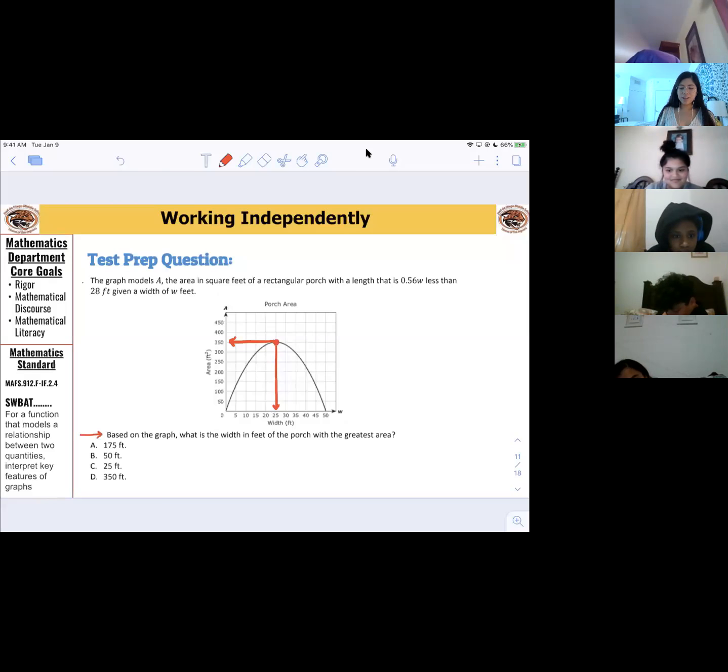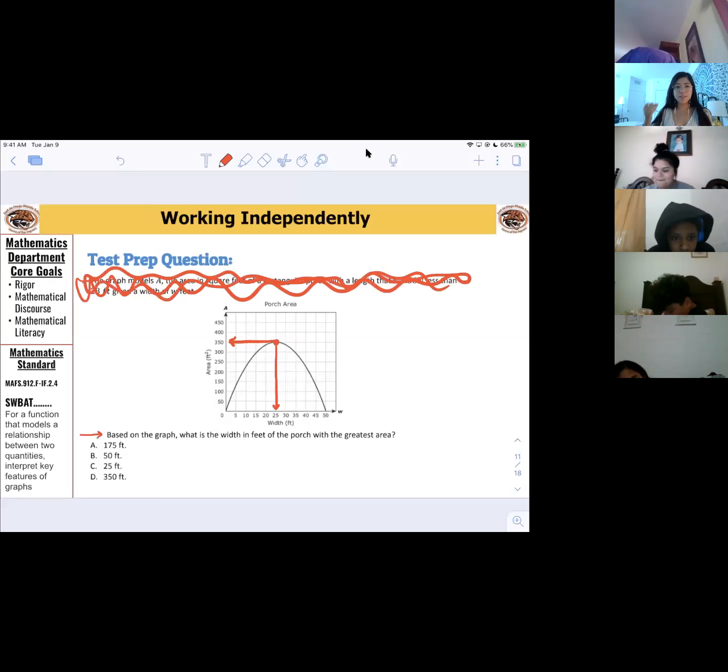Okay, guess what, guys? All of that stuff at the very top, none of that matters, because we have a graph in front of us, so we can use our eyes. We don't need to be reading all those words and getting confused. The second part is the actual question, and that's the part that actually matters. So I'm going to read that question one more time. Based on the graph, what is the width in feet of the porch with the greatest area? So what is it asking me? What is the actual question?